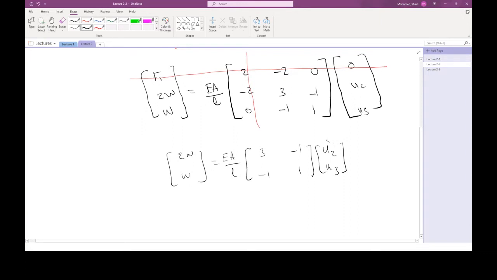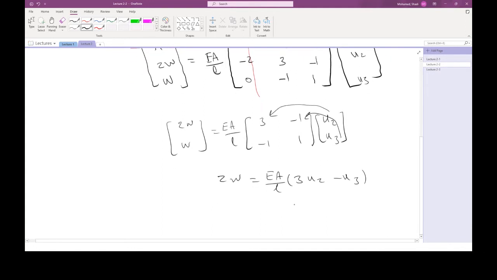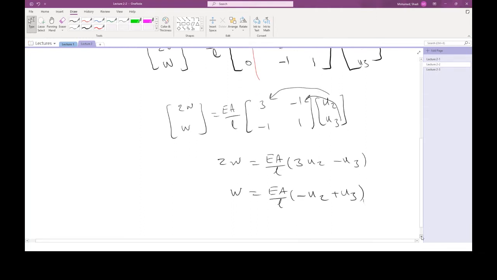So first of all, U2 is multiplied with 3, added to U3 multiplied by minus 1. So I have 2W is equal to EA over L multiplied with (3U2 minus U3). And then the second equation, you get it exactly the same way. So you have W is equal to EA over L multiplied by (minus U2 plus 1 U3). So it is minus U2 plus U3. So these are the two equations I'm going to solve now. All right, so two equations with two unknowns.